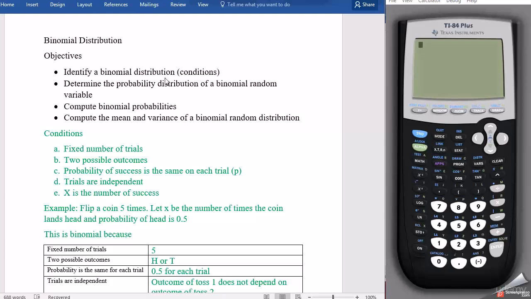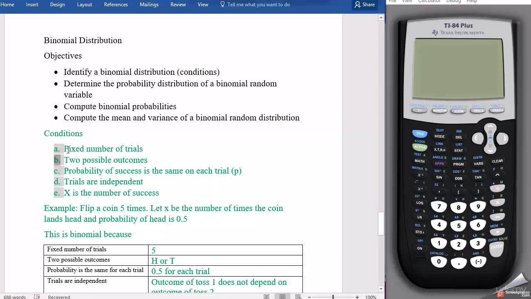We're going to identify a binomial distribution. We're going to determine the distribution of a random variable. We're going to compute the binomial probabilities, and we are also going to calculate the mean and variance of a binomial random distribution. So the conditions for a binomial distribution are listed down here.